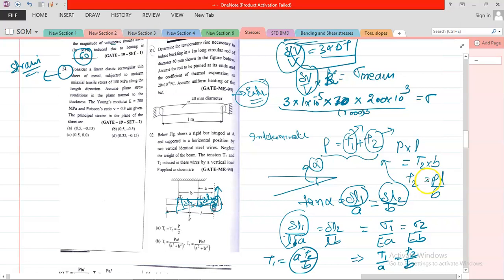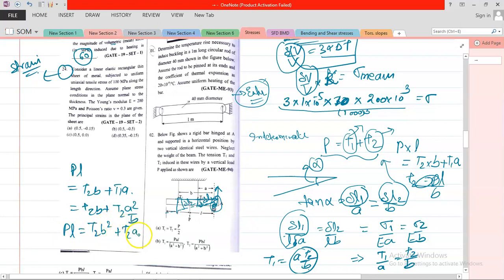This is your first option, and one more thing comes in, plus T1 into A. So this will be, let me write it here, P into L is equal to T2 into B plus T1 into A. Now we know T1 is equal to A T2 by B. So if you put the value, T2 by B plus T1 A square by B, so if we write PL is equal to T2 B square plus T2 A square by B.